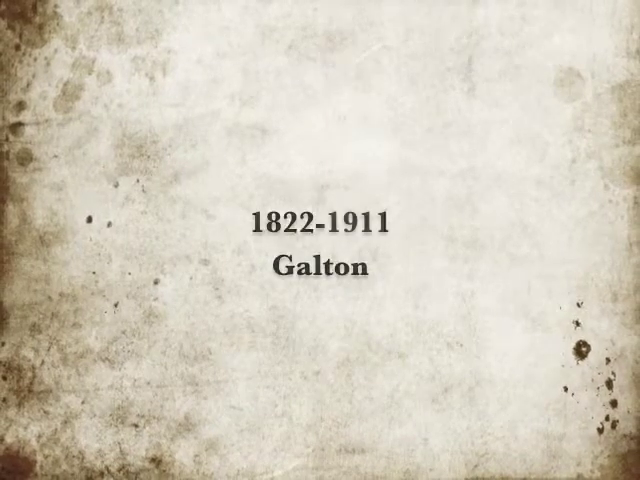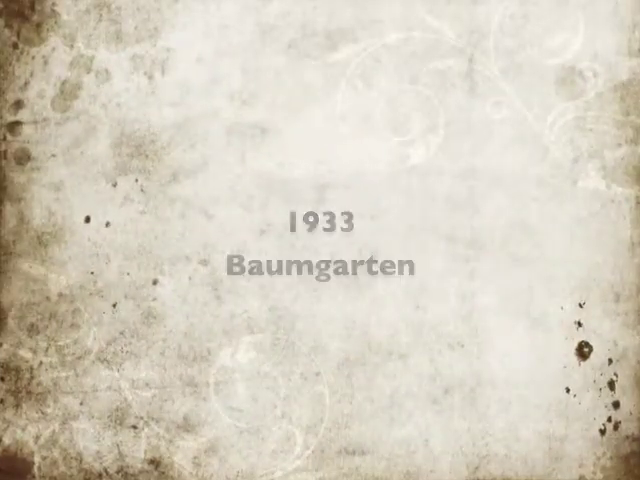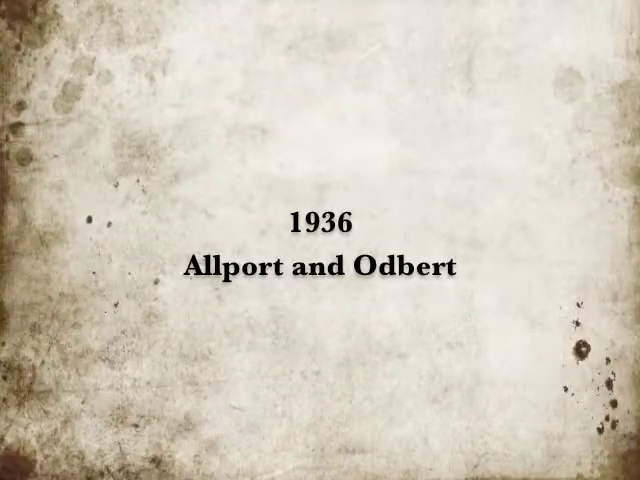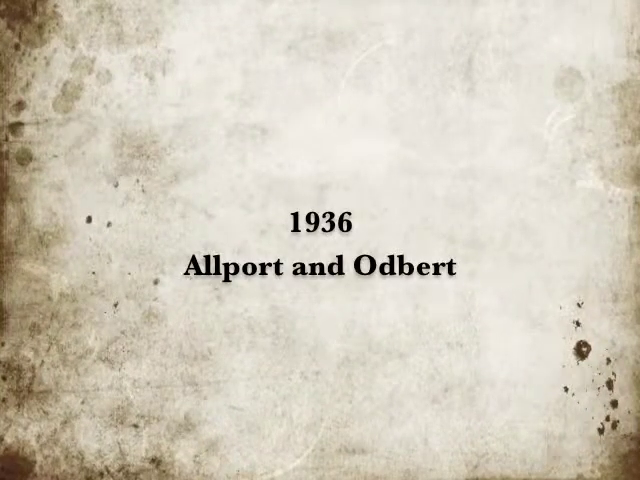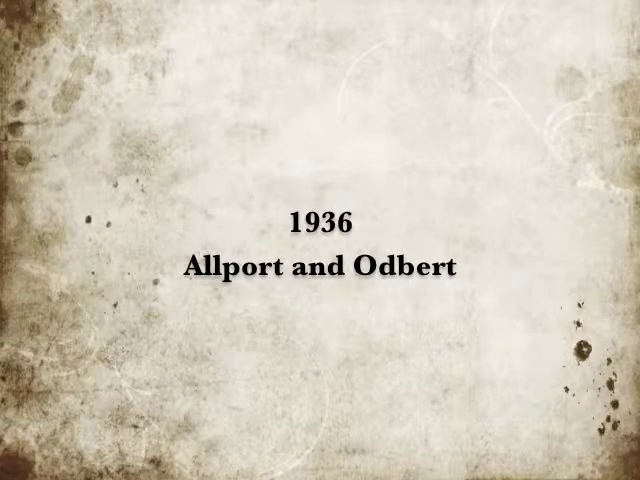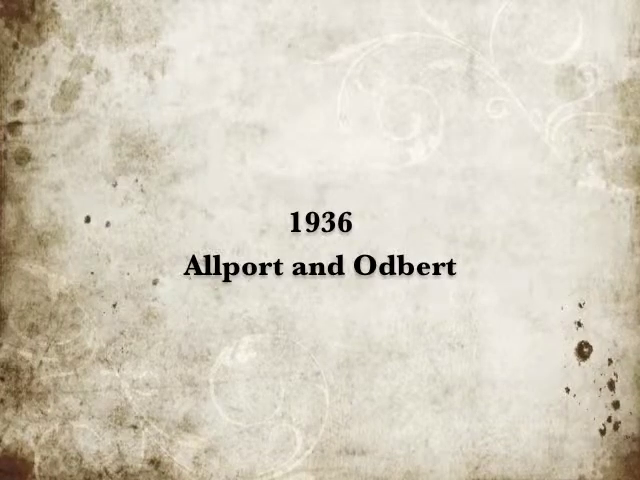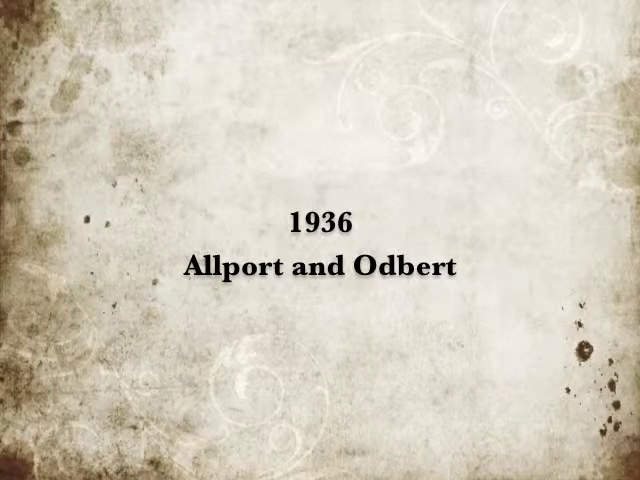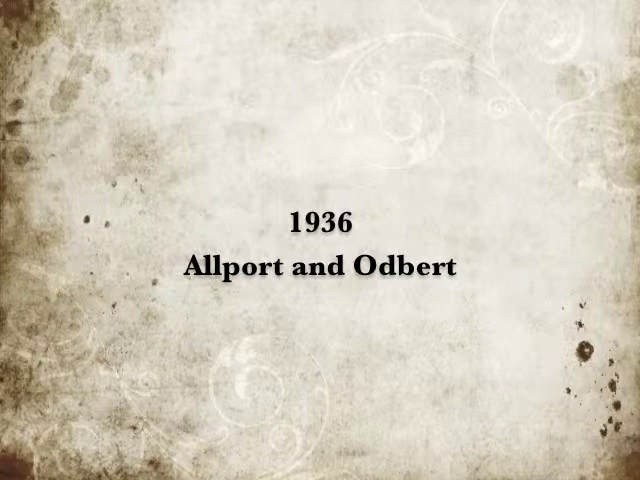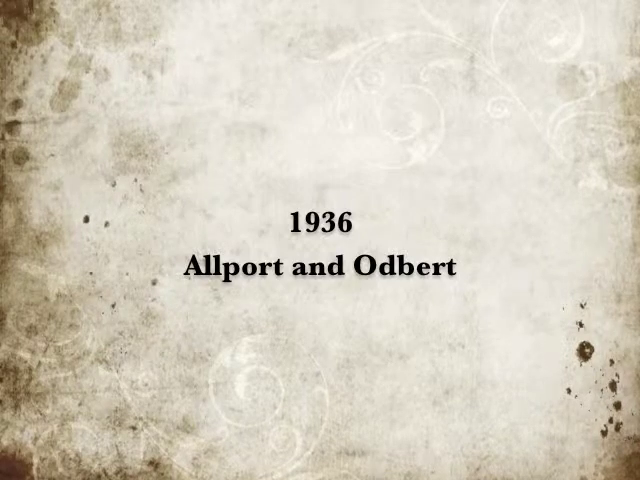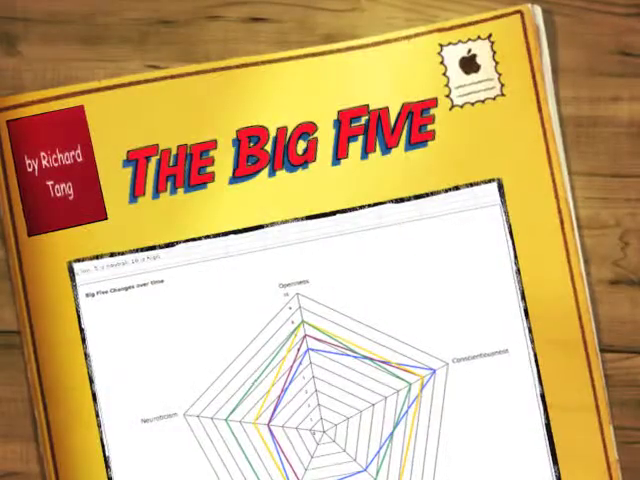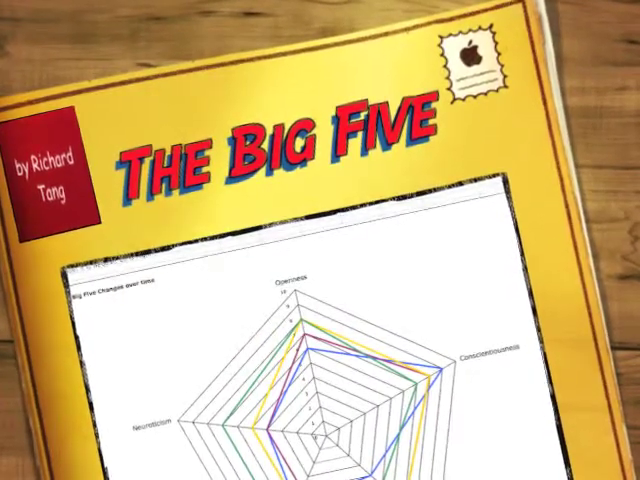The Big Five started out with an idea from Sir Francis Galton, adopted by Baumgarten. Later on, Allport and Odbert started working on identifying adjectives that describe personality. Using factor analysis, Cattell reduced Allport and Odbert's list from 18,000 to 4,500 to 35 to 16 personality factors. Other psychologists were inspired by Cattell's 35 variable list, and through decades of modification and empirical evaluation, the Big Five was born.